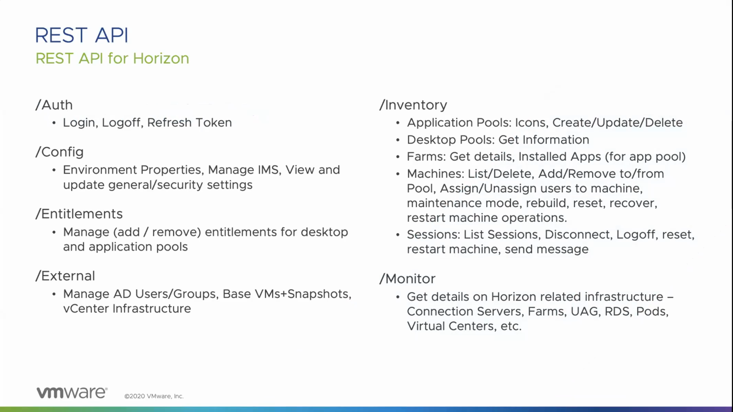Since I believe it was version 7.10, we've been building the REST API, but I'd argue that in the 8.0 release, it's actually at a point now where it's usable for active management tasks and moving forward. It's very well documented at this point on the VMware code website. You can change configuration, you can add and remove entitlements, you can not just monitor, but you can actually get detailed inventory for farms, machines, sessions, the works. It's getting better and better.